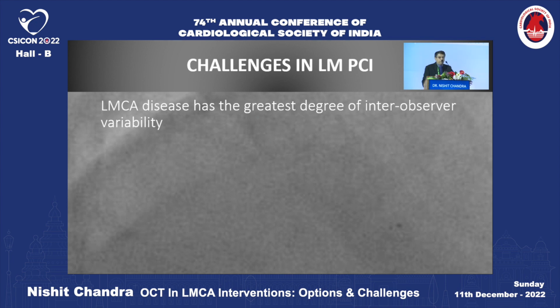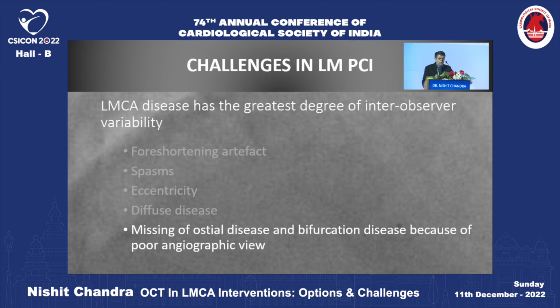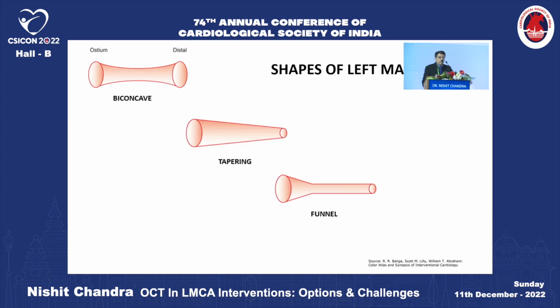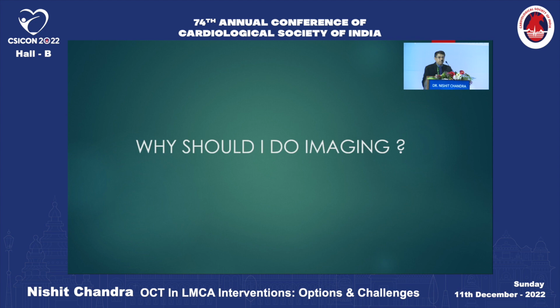If we rely only on a coronary angiogram, which is a shadowgram, a luminogram, it has a lot of inter-observer variability because of the different aspects of foreshortening, artifact, spasm, eccentricity, or diffuse disease. Sometimes, even despite your best efforts, you can't find a good angiographic view for the ostial left main. Left main comes in a variety of shapes and sizes. No one-size-fits-all approach would be suitable for angioplasty if we decide our intention based only on the angiogram. So that's the reason we should have some other method for quantifying and classifying the left main disease.